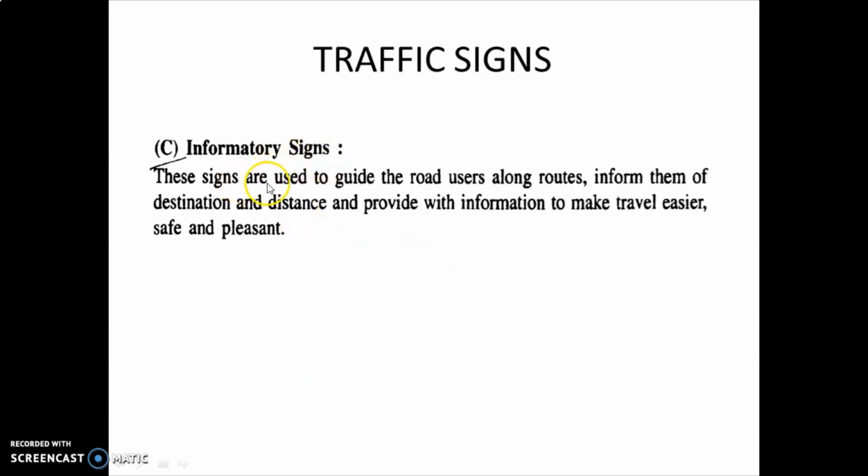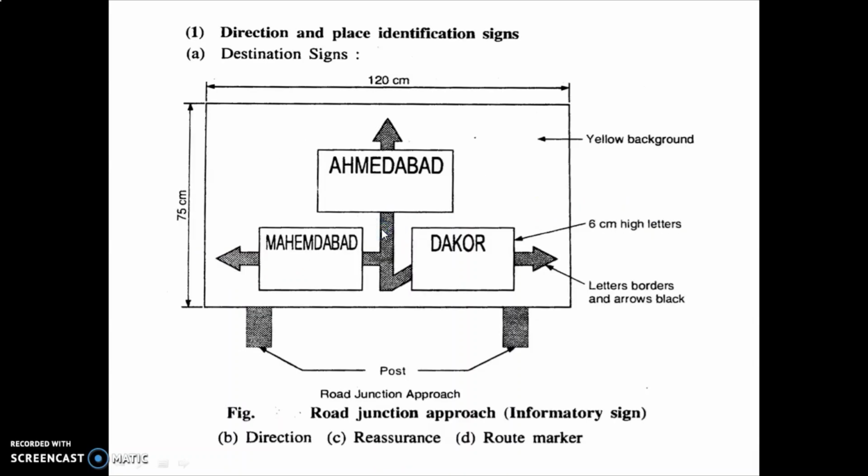These signs are used to guide the road user along the routes, inform them of destination and distance, and provide information to make travel easier, safe and pleasant. So this is the figure you can see, and I think most of the people have seen this type of sign. Okay, so direction and place identification sign. This is called destination sign.